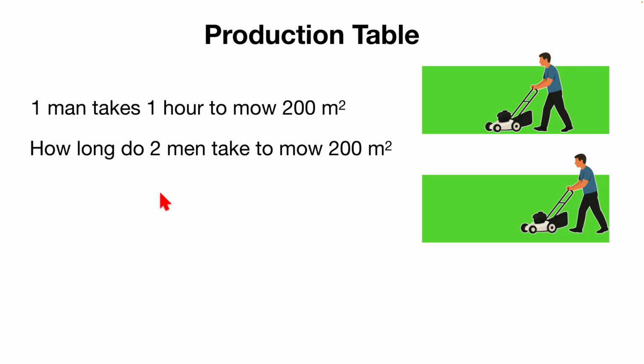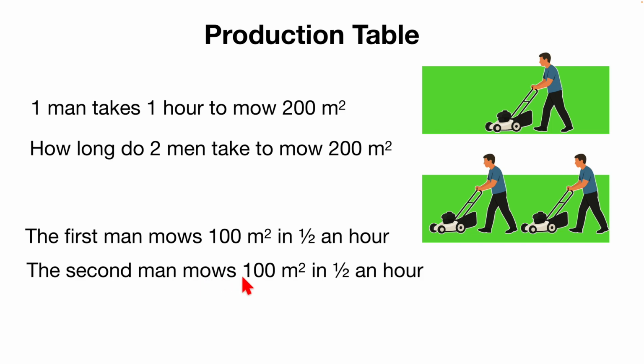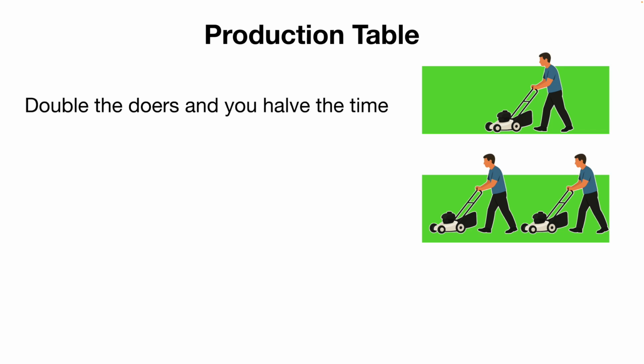Well, there's our man and there's his friend, an identical man that works at exactly the same speed. The first man mows 100 square meters, that's half the area, in half the time, half an hour. The second man mows his 100 square meters in half an hour. They're both at it at the same time. So the 2 men take just half an hour to mow the same quantity. Now, it's not a surprise. You've doubled the manpower, so you've halved the time. If you double the doers, you halve the time.